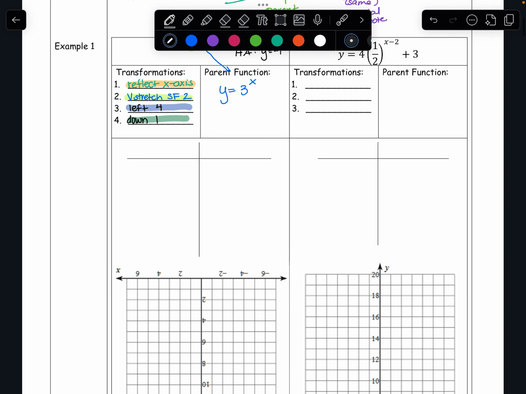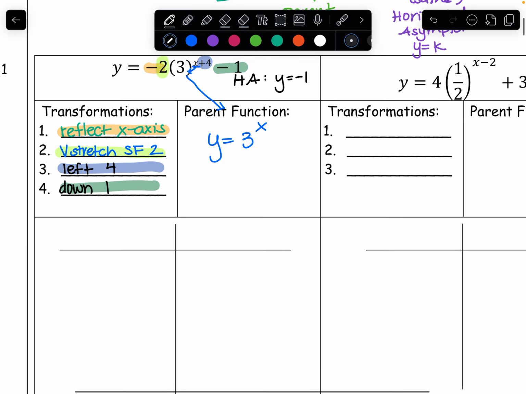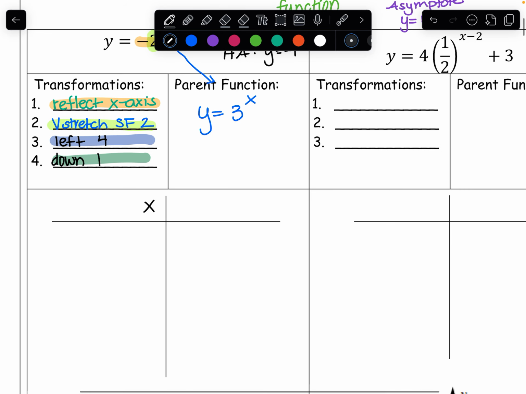Now, personally, before anything, I like to graph that asymptote on my graph, so it helps guide my function. Now we're going to set up our table. So negative 2, negative 1, 0, 1, 2. 0 always maps to 1. 1 always maps to our base. And 2 maps to that squared. So 3 squared is 9.